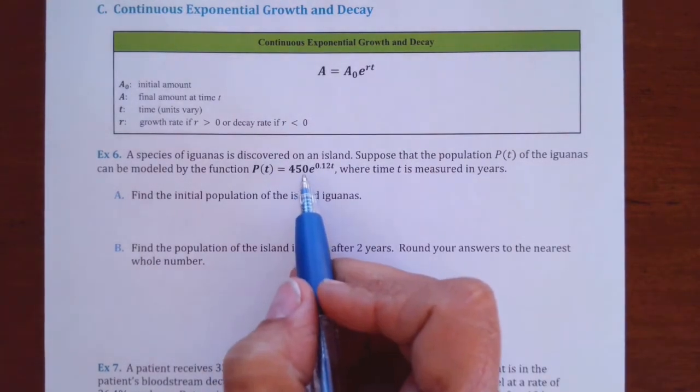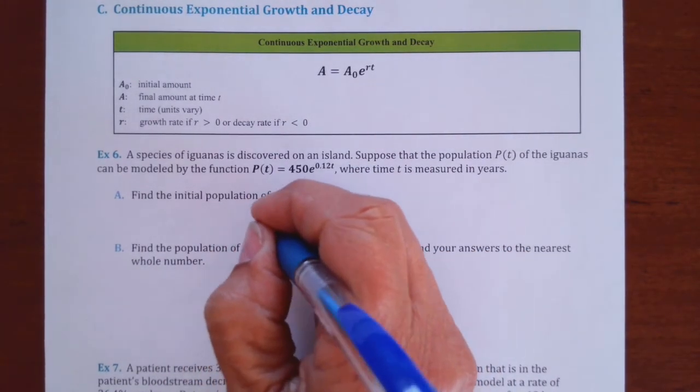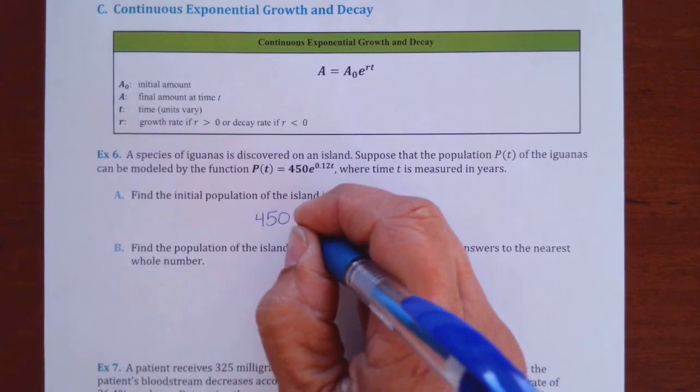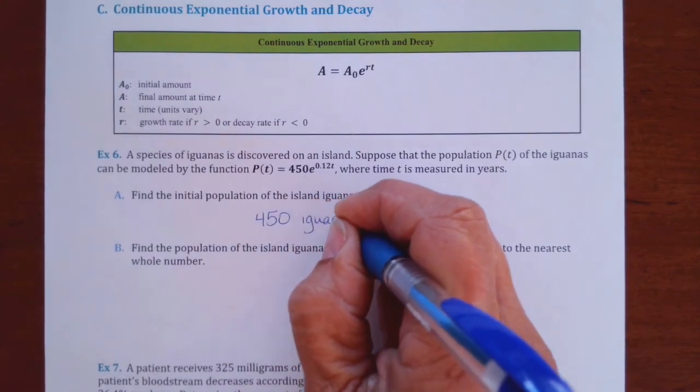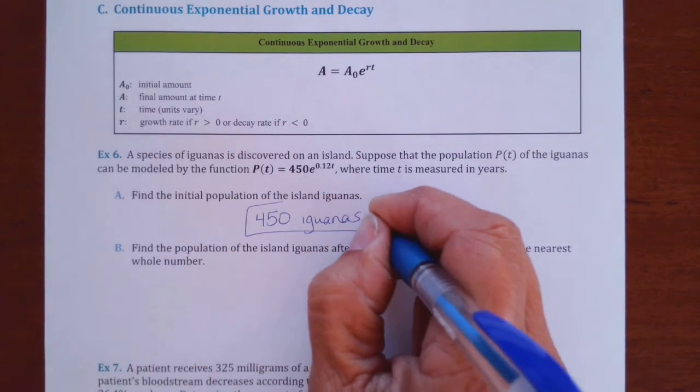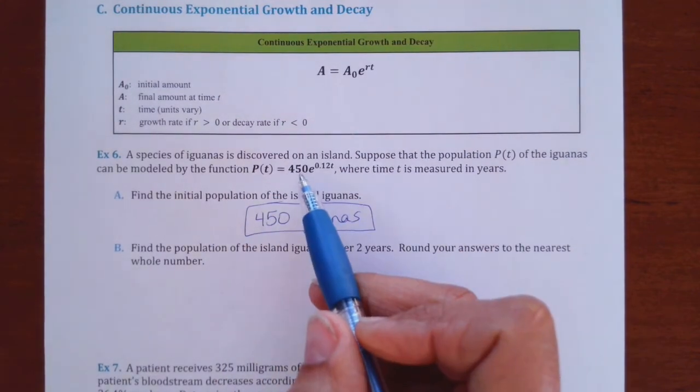That, again, is always the original amount. So the initial population is 450. That's always easy to get, the initial amount, if you have the function.